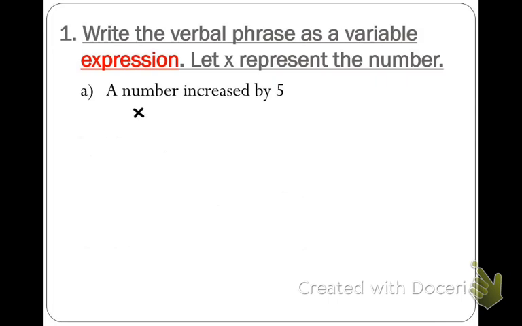Let's kind of take this apart. Next up says increased by. What operation means increased by? To add. So we're just going to put a plus. And then what's the last number that you see there? 5. For this problem, you don't have to solve anything. All we were doing is just writing an expression. So a number increased by 5 means the same thing as x plus 5.